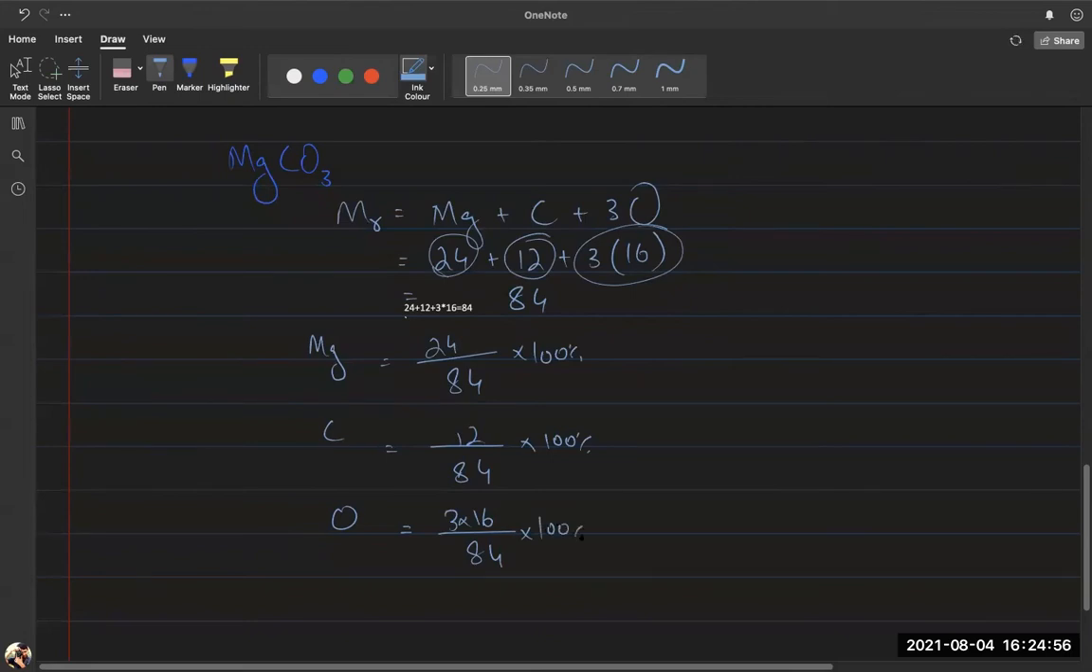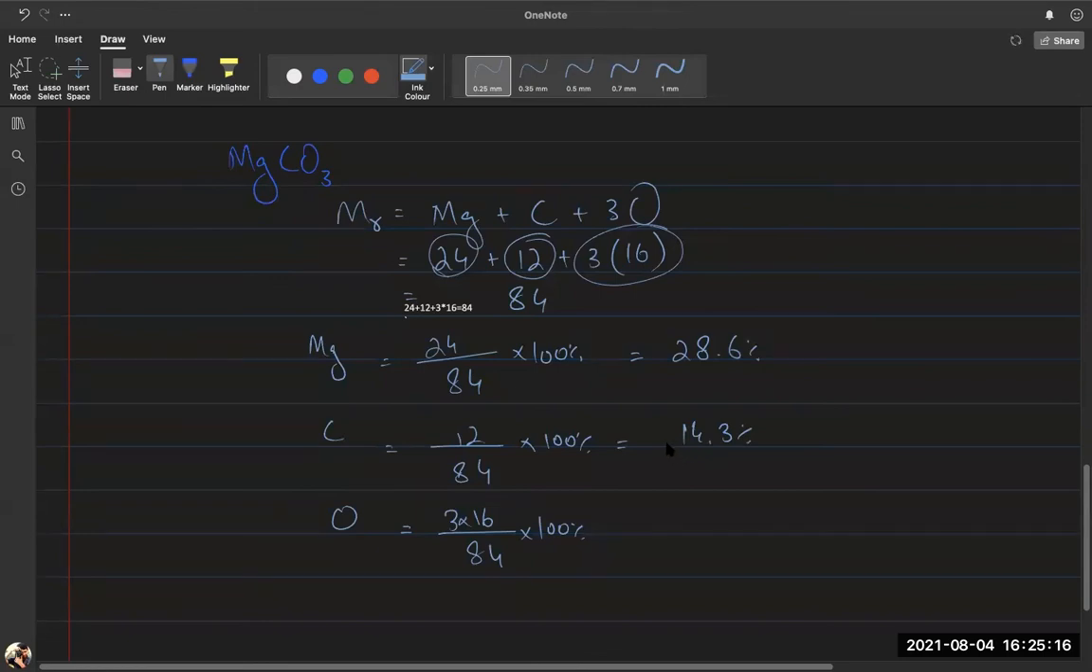Okay. So if you do that here, 24 divided by 84 is 0.2857. So I'll just write this as 28.6%. Similarly, 12 out of 84 is 0.1428. So I'll just write 14.3%.